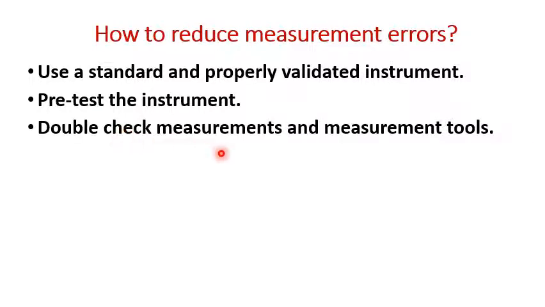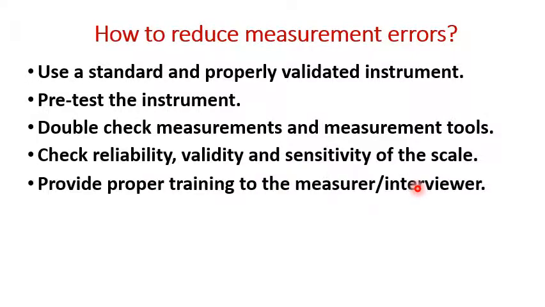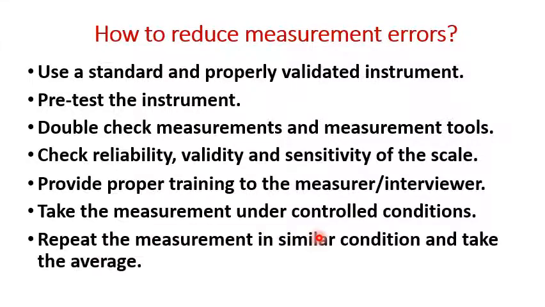Then double check measurements and measurement tools. The measurement and measurement tool should be checked continuously to ensure that the measurement process is free from errors. Then check reliability, validity and sensitivity of the scale. Then provide proper training to the measurer or interviewer who conducts the measurement. Then take the measurement under controlled conditions. Then repeat the measurement in similar condition and take the average.